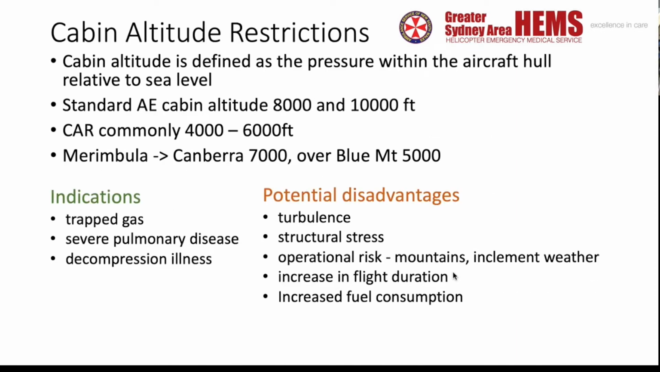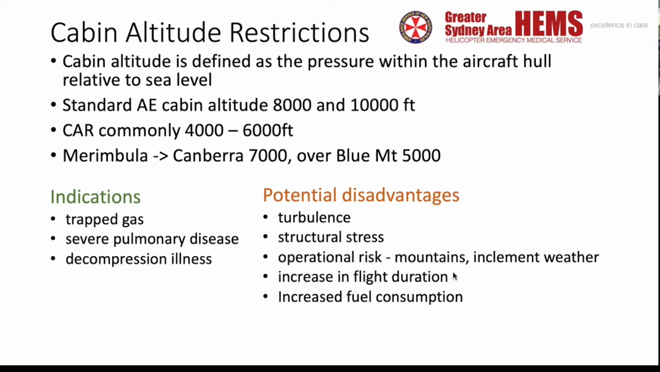Cabin altitude restrictions, as I've already mentioned, you may want to think about with a patient, for example the risk of the bends or decompression sickness. Standard aeromedical cabin altitude is around 8,000 to 10,000 feet. If you ask for a cabin altitude restriction, you'll probably get 4,000 to 6,000 feet on a longer range flight. Obviously, we can't pressurize the helicopters, and just to put that in perspective, we would commonly fly at those kinds of heights. That 4,000 to 6,000 feet is quite normal, particularly if you need to go over the Blue Mountains.